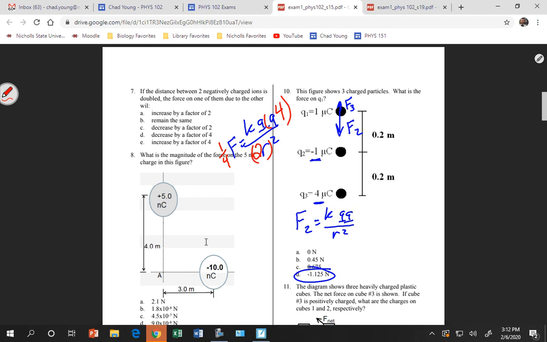So I have a 4 in the numerator and a 4 in the denominator. So those two forces are equal to one another. Sorry about that. So F1 is equal to F2. And if that's the case, then it has to be 0.